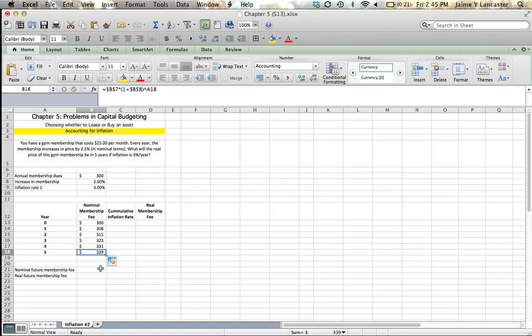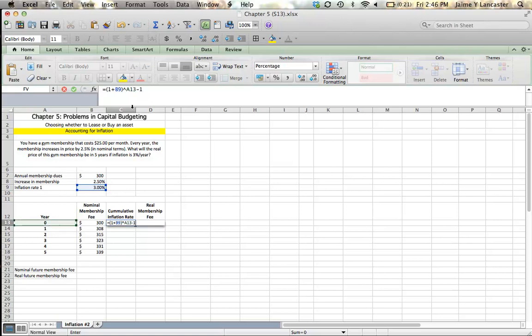And so to figure that out, the cumulative inflation rate, how much other prices will have gone up, we're going to use the same formula that we used for calculating the compound rate of interest. So to do that, we say that our cumulative inflation rate is going to be equal to 1 plus our inflation rate raised to the power of our year minus 1. We want that inflation rate to stay the same year after year, so we give it an absolute reference.